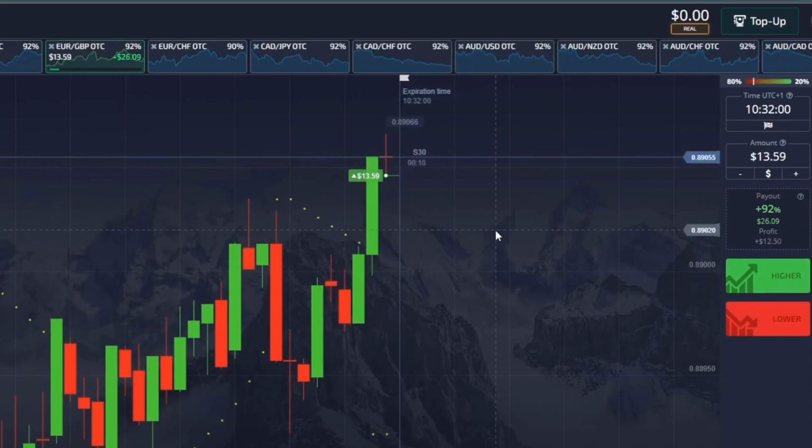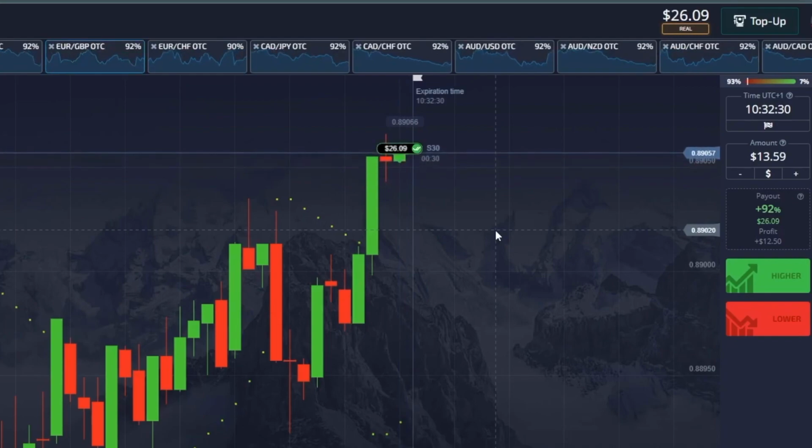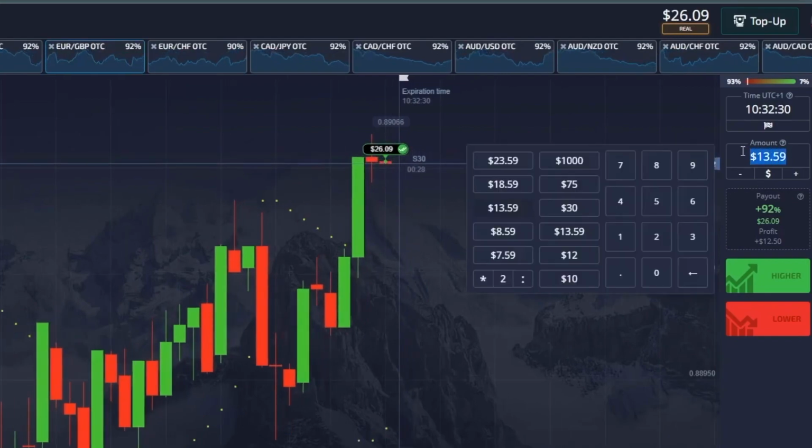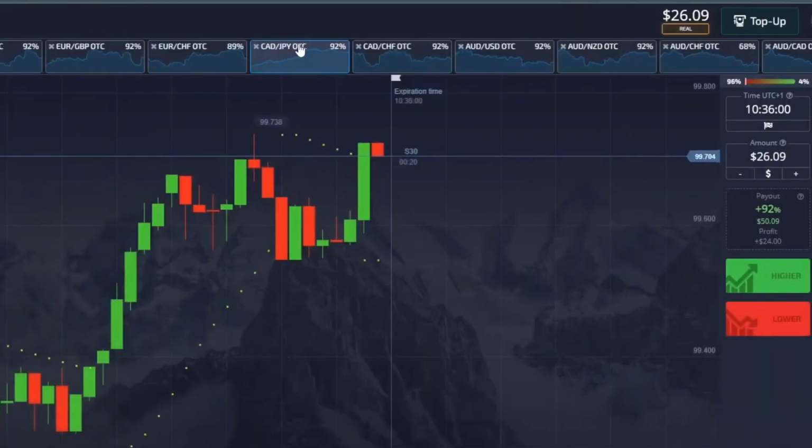This is a nice big strong green candle, so I'm not late to the party here. You can see there's two green candles there. I've got these little dots at the bottom of the screen that show me that the price is going to go in my direction. $26. Going to put all that back on again. And we're going to go into the next trade.